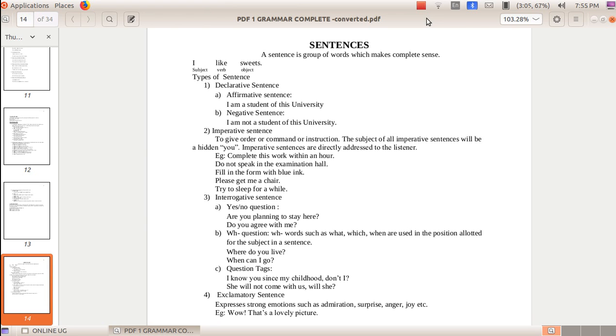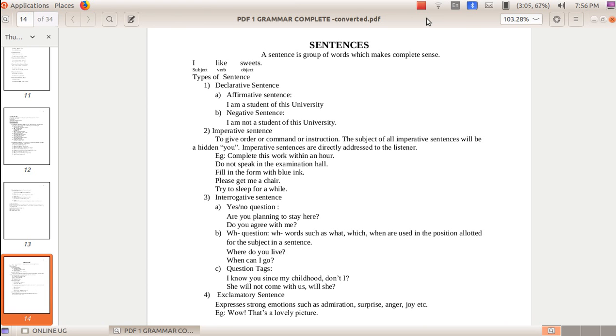The second type of interrogation is the WH question, and you can see WH words which we are familiar with, such as what, which, when, where, used in the position allotted for the subject in a sentence. See the examples here: where do you live, when can I go? Just try to answer the questions. Where do you live? Will you say it to be yes or no? No. You will get the name of a place. When can I go? You will get an idea about the time. There is nothing called yes or no. So the yes or no question is something entirely different from the WH question.